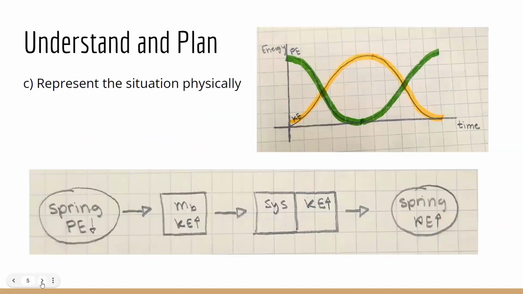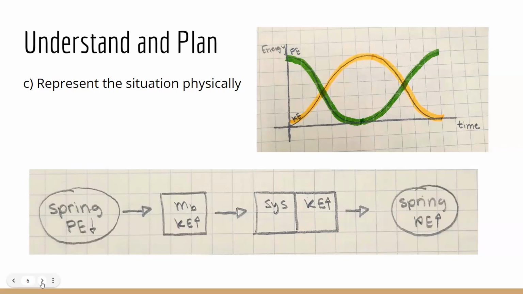Okay, represent the situation physically. As we can see on the right, we have an energy graph comparing the potential energy and kinetic energy to time. As we can see, the potential energy starts high with the spring compressed, and then it transfers over to kinetic energy as the boxes move to the right. And as it moves to the right, they get stuck together and then compress the spring, which then also increases the potential energy.